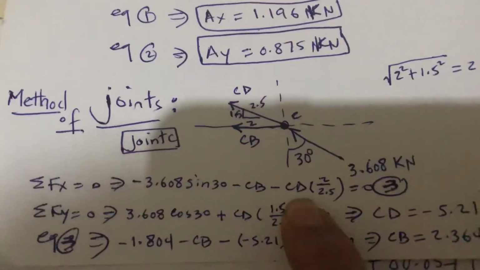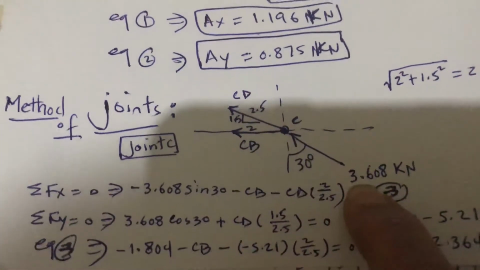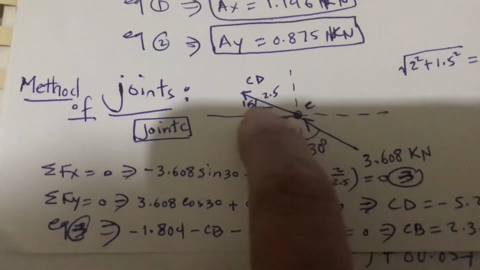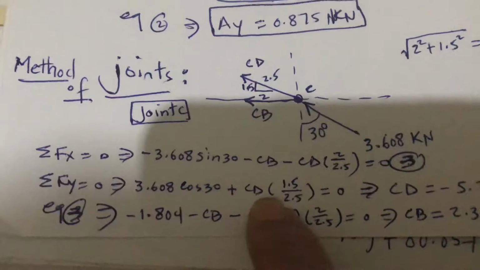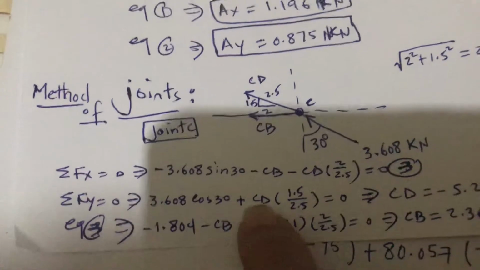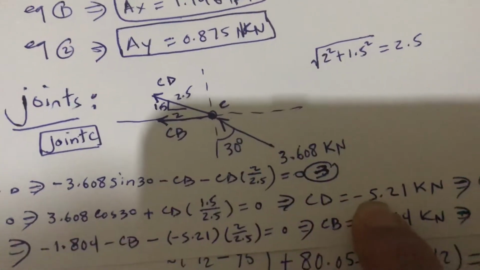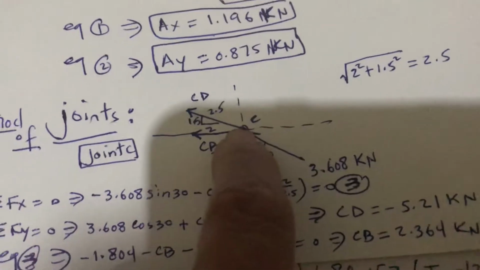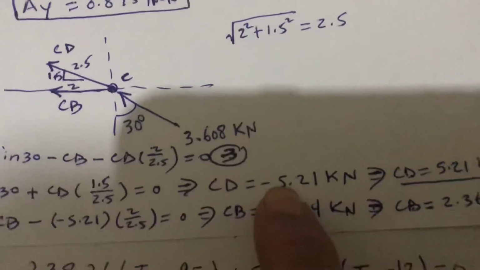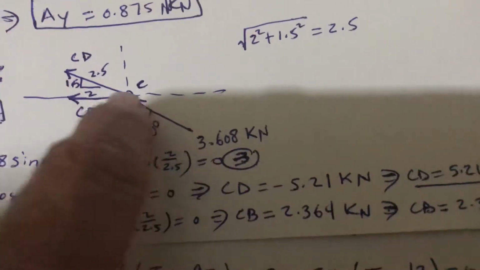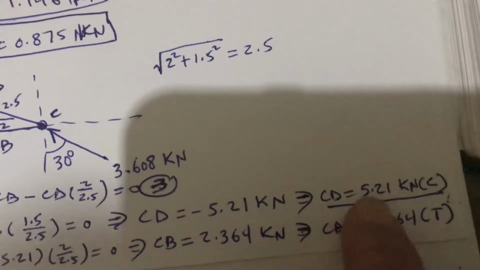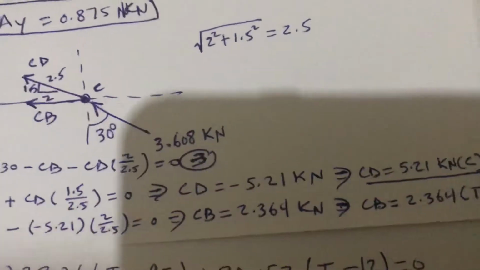Let's do summation of forces in the Y equal to 0. We have 3.608 cosine 30 in the positive, and we have CD, 1.5 over 2.5. Now from this equation, there's only one unknown and one equation. You could find CD. Rearranging the equation, CD is equal to minus 5.21. Look at CD: I'm assuming I'm pulling the joint, so it's tension. But the answer was negative, which means our assumption was wrong, so it should be compression. So the answer, CD, is 5.21 kilonewton compression, C.